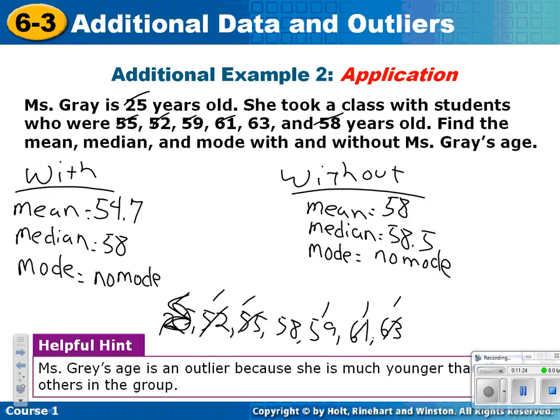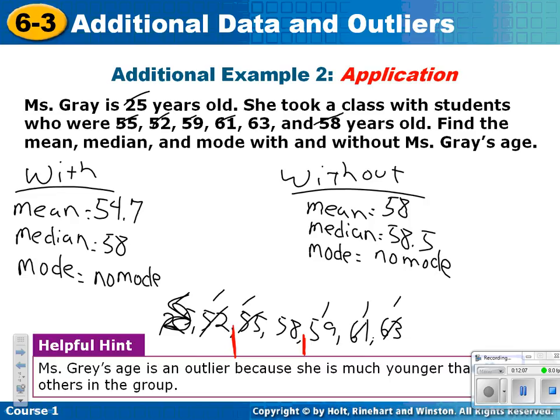In fact, let's see, 54.7. That means that this one's older. Actually, that means that only one. If you included the mean, look at where the mean would fall. The mean would fall right here, wouldn't it? Look at all these older people there. That's how much that Ms. Gray threw that average off. You see that? Whereas the median would have been right here, right where it belongs.